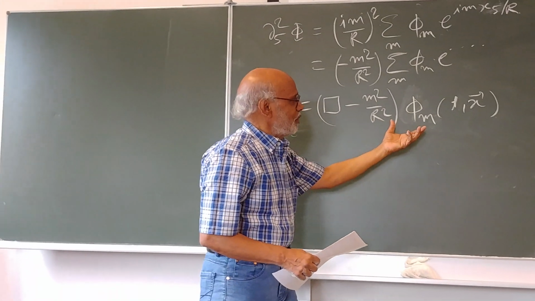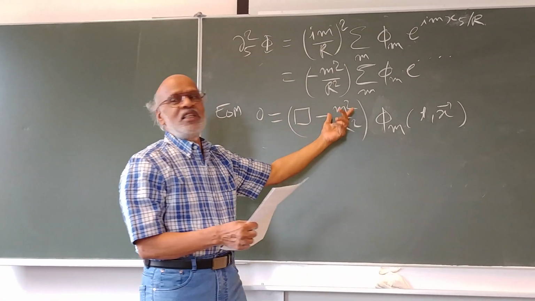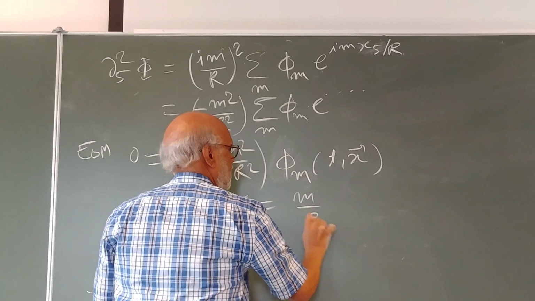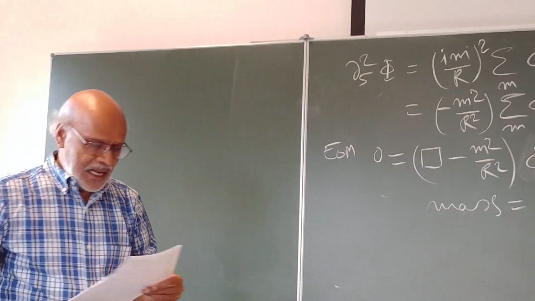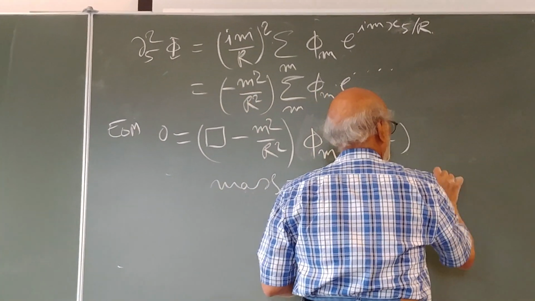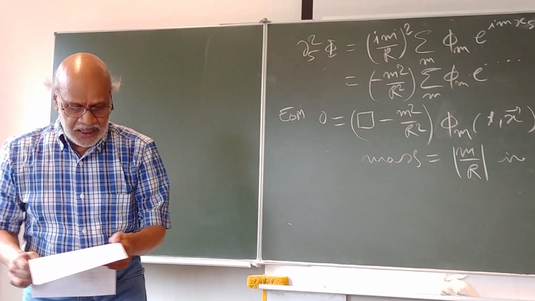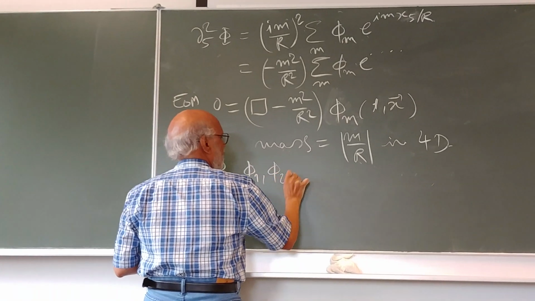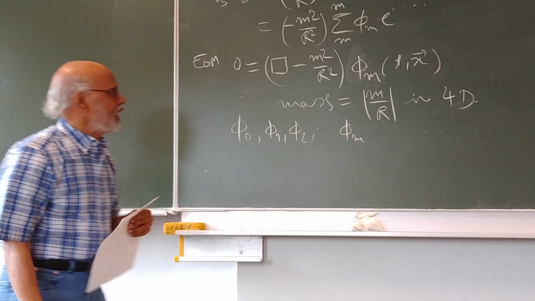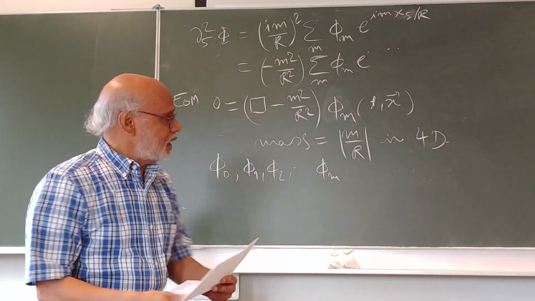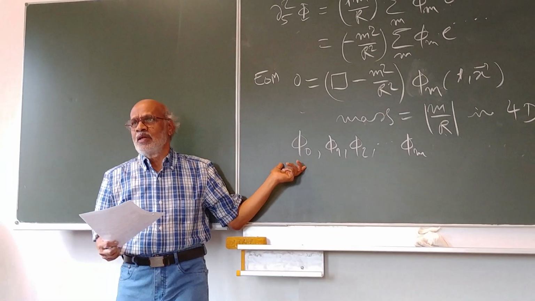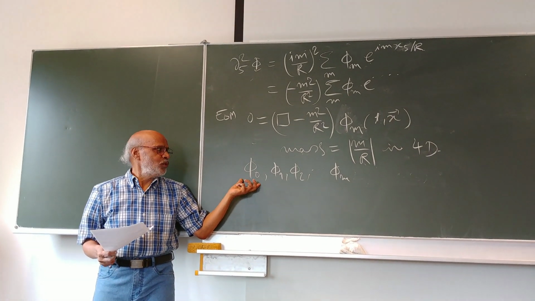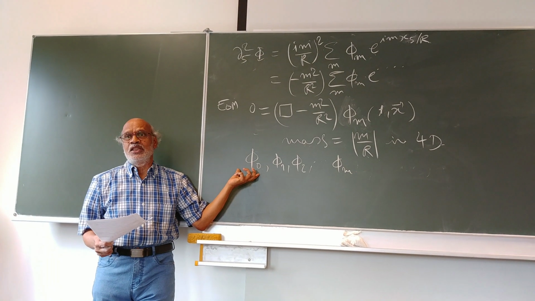This, as it stands here, is the wave equation for a massive scalar field of mass m, in 4 dimensions. Okay, and if we consider, let us say, the Fourier modes phi 0, phi 1, phi 2, phi m, then what happens? The low energy observer is able to see only phi 0. The low energy observer would see only the zero frequency mode, phi 0.